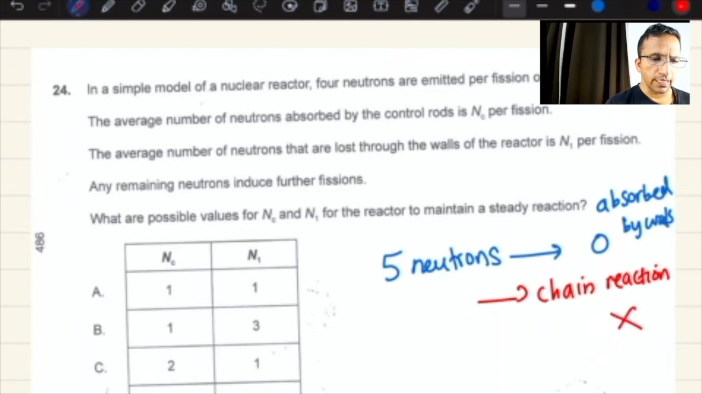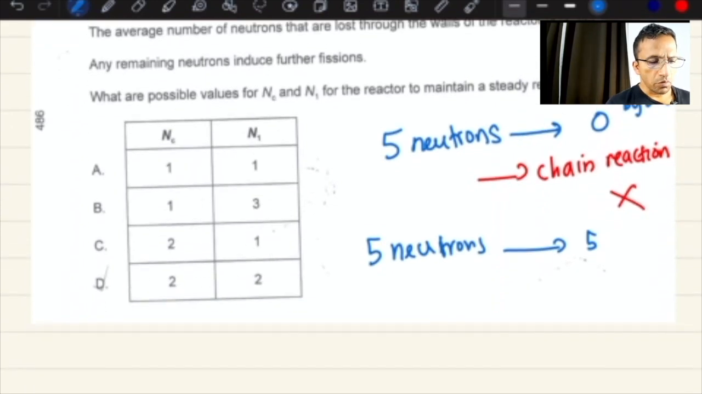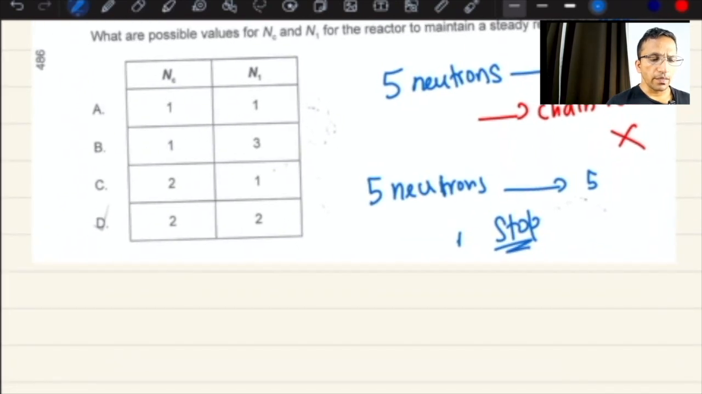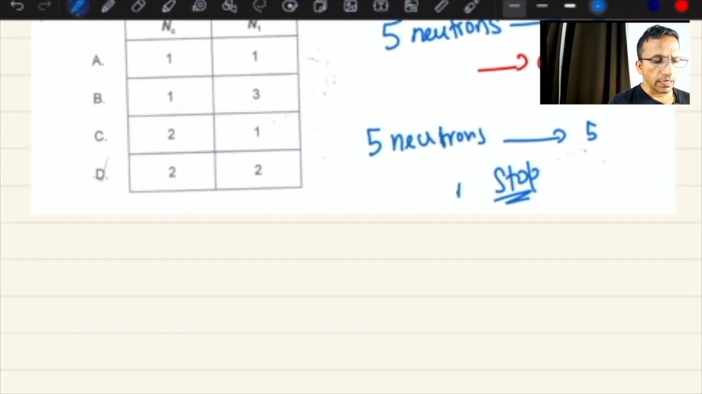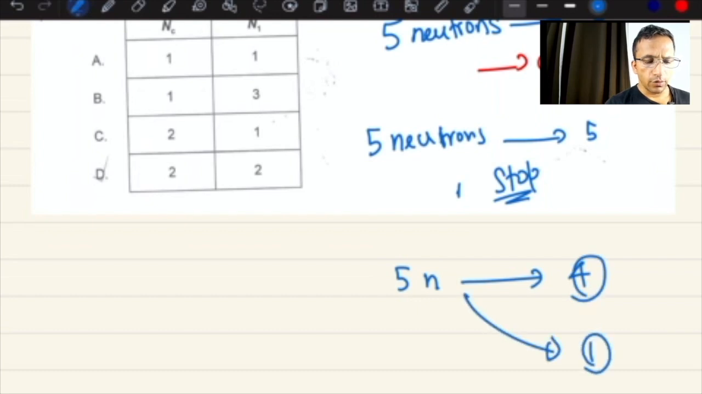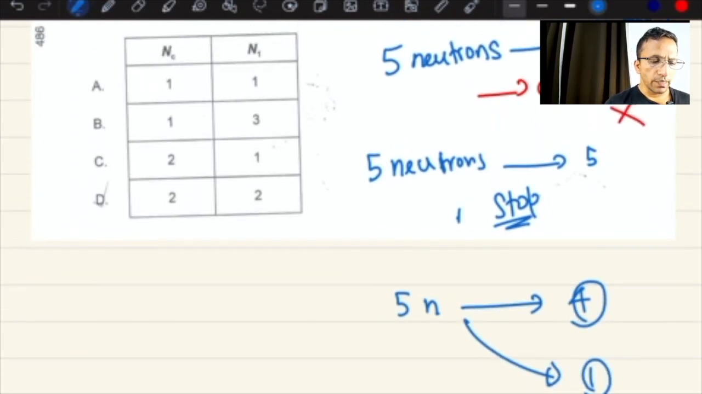So let's say you have 5 neutrons and all 5 are absorbed. Then what happens? Reaction will stop. That's also not good. We want reaction to happen. So in this case, the best case scenario is 5 neutrons, if 4 are absorbed and 1 can continue the reaction. So this is the best case scenario.